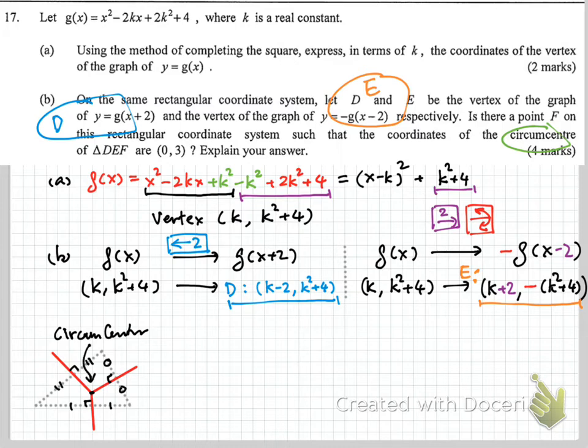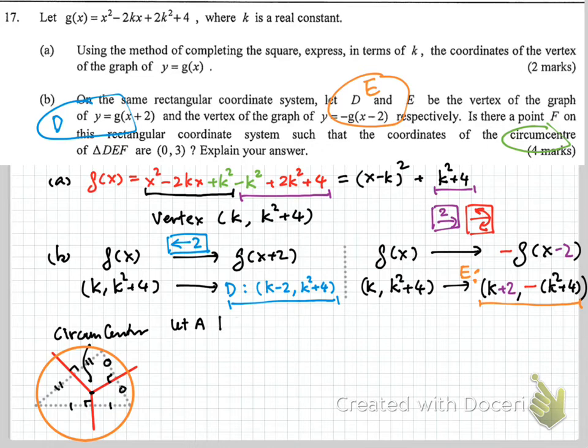Right, the circumcenter. Plus, we can obtain a circumcircle. Using this point as the center, we can draw a circle passing through the 3 points. So that's what we call the circumcenter. In other words, for the point (0, 3), let's call it A.